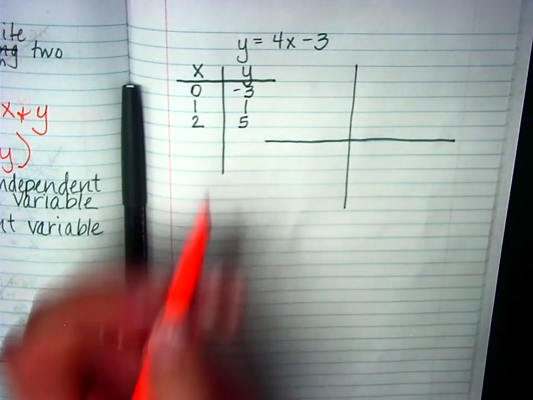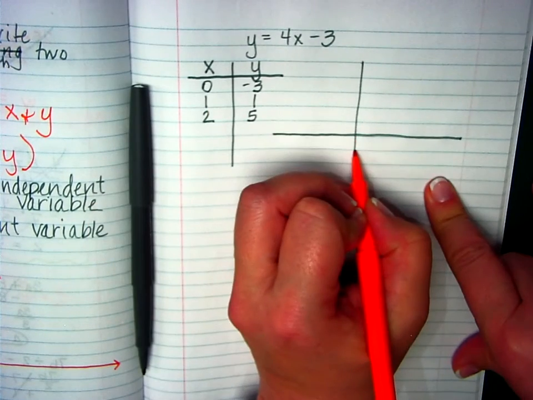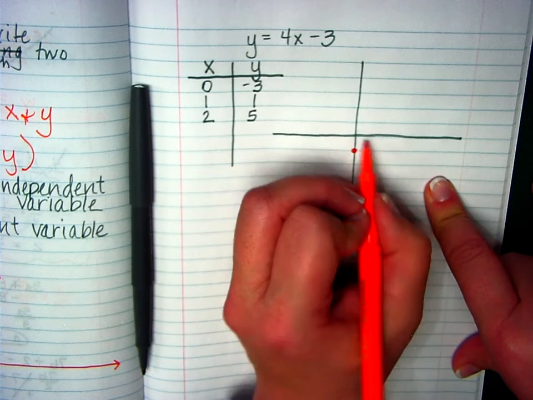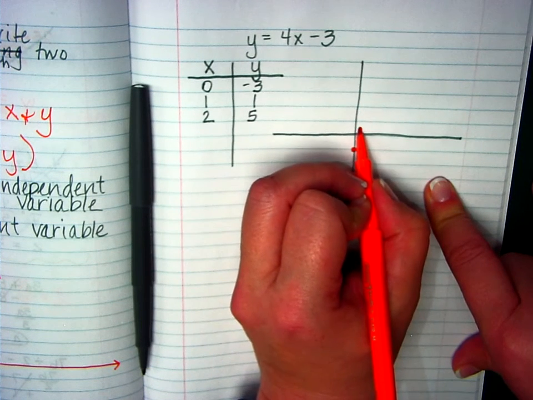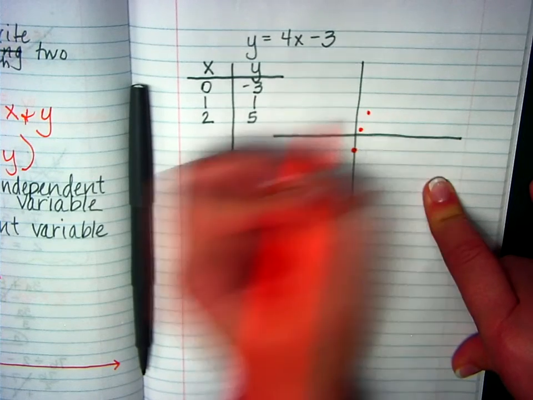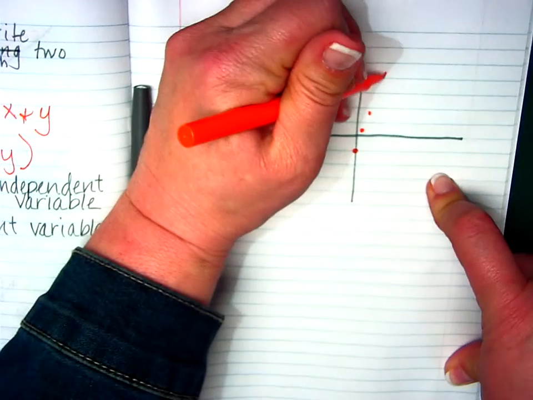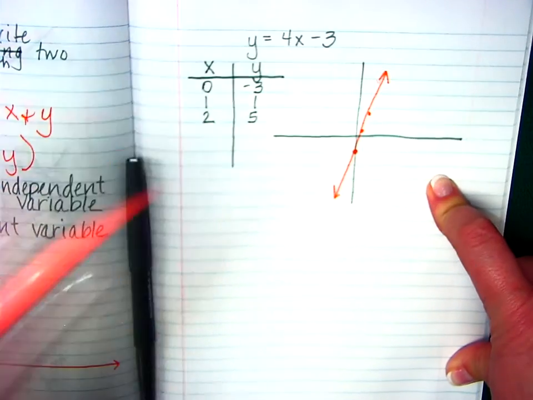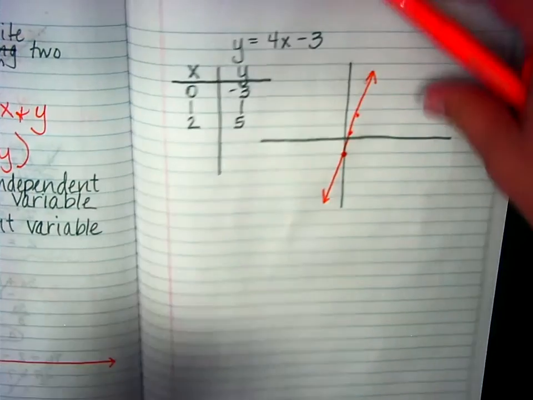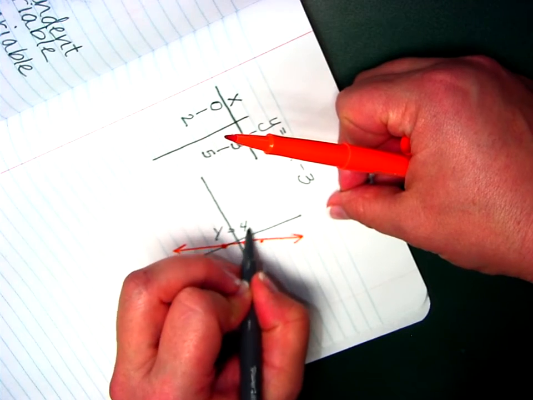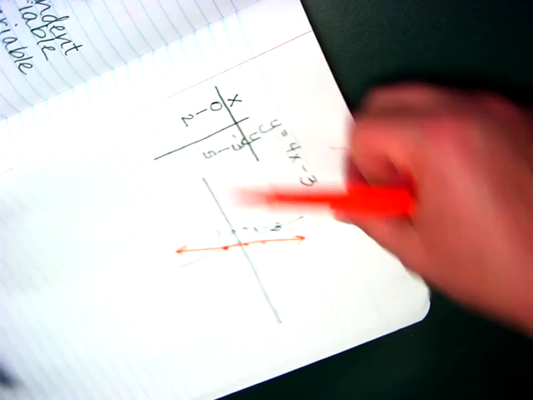And I'm going to graph 0, -3 is going to be right here. 1, 1 is going to be right here. And 2, 5 is going to be right here. And my drawing's not perfect. If it were perfect, that line would line up even better. And I can name that line. It's y equals 4x minus 3.